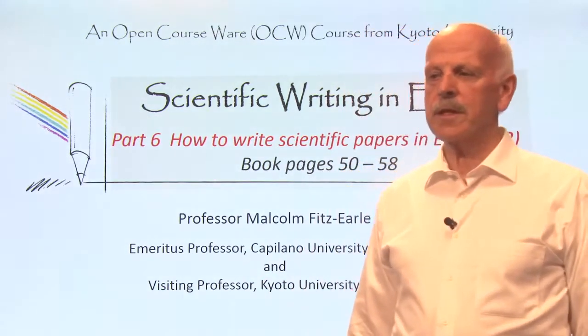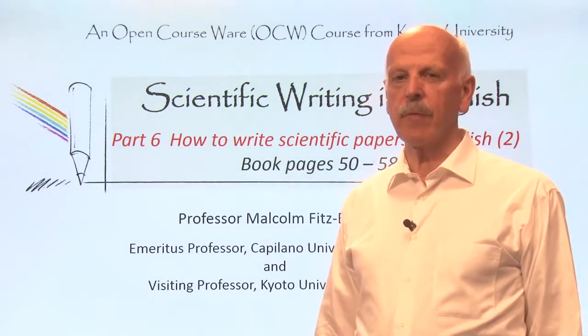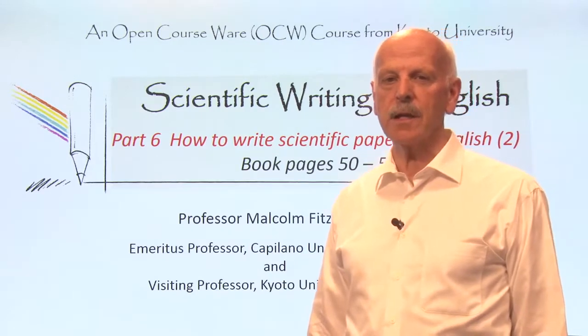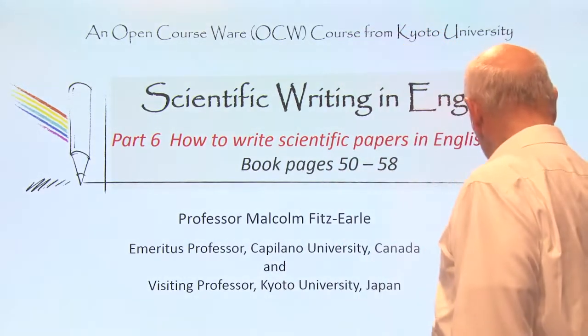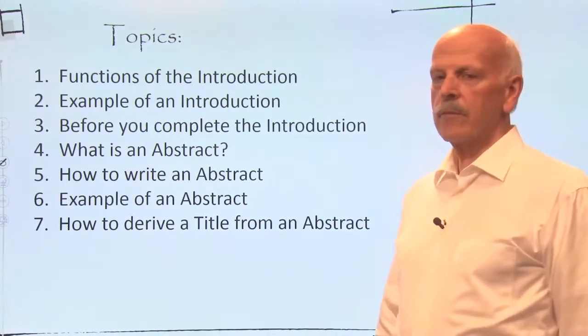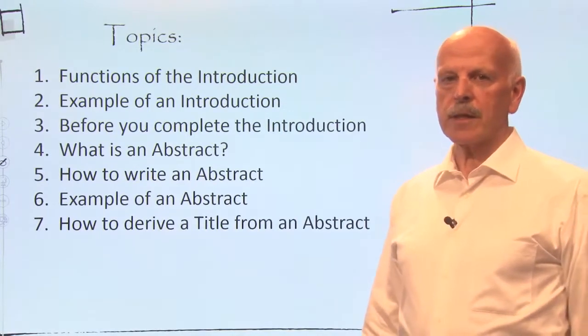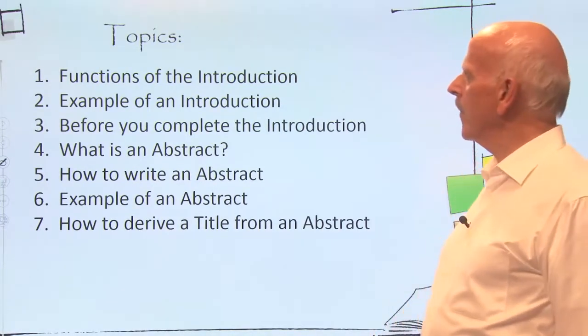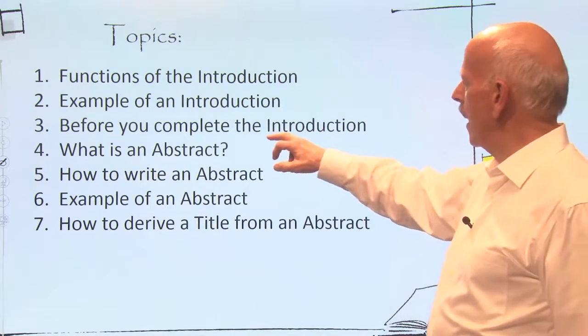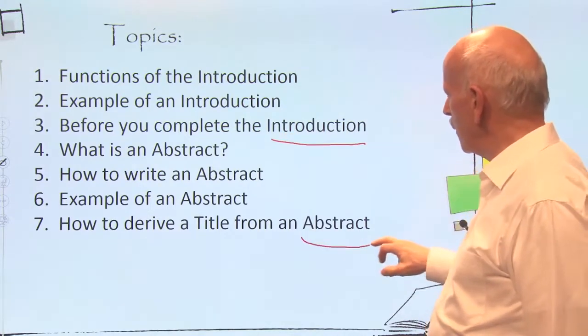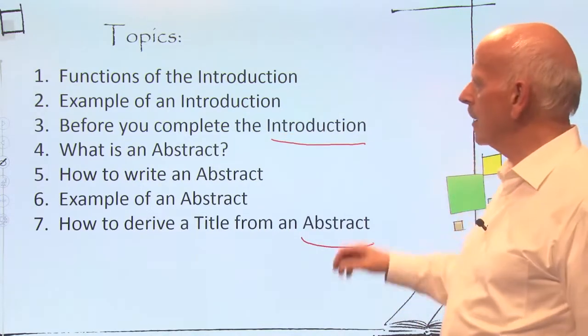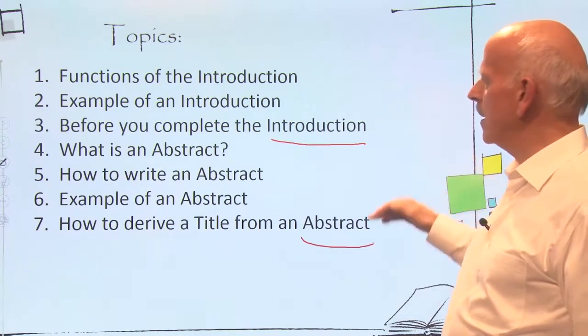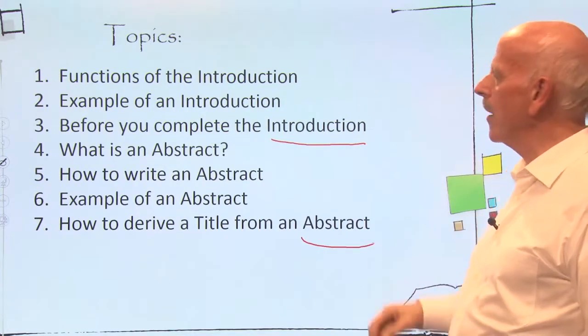So welcome to the second half of this major section on how to write the scientific paper. So here are the topics for this section. The two main aspects are writing the introduction and writing the abstract. But in order to get to these two main topics, we have to do some other things first.